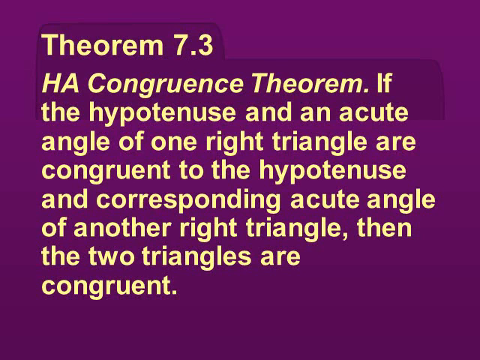Likewise, we have hypotenuse angle. So if the hypotenuse and an acute angle of one of the right triangles are congruent to the hypotenuse and the corresponding acute angle of the other right triangle, then the two triangles are congruent. Let's look at a picture. Lots of big words. Look at a picture.